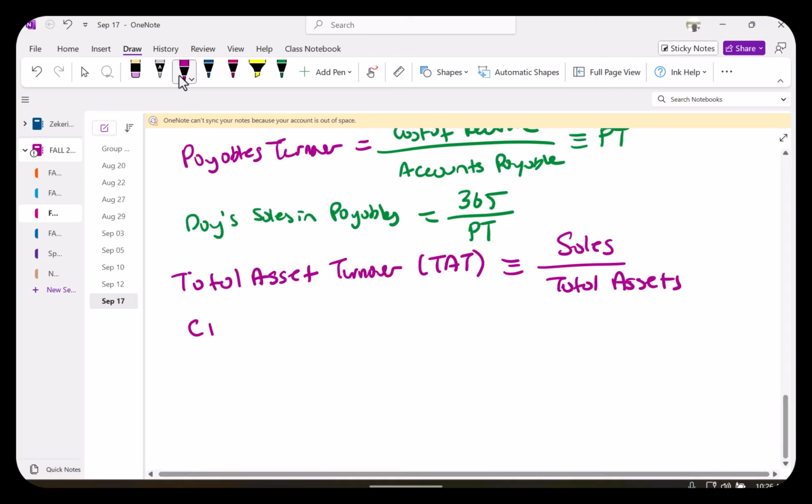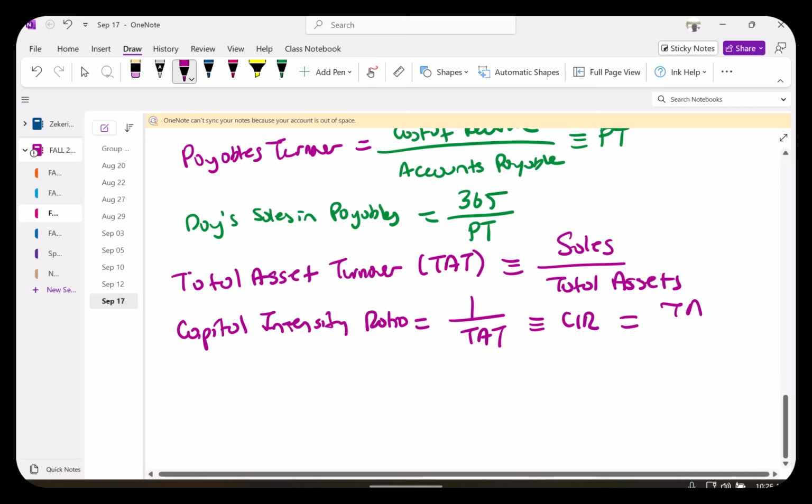There is an alternative measure that contains the same information. It's called the capital intensity ratio, which is 1 over TAT, or CAR, total assets over sales. It basically says how many dollars of assets you need for $1 of sales. Again, a different way of looking at it. Some people like it sideways, some people like it portrait. Some people can read writing upside down. I can, for example, because it's all about pattern recognition.